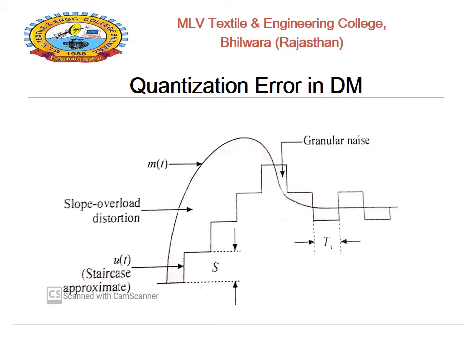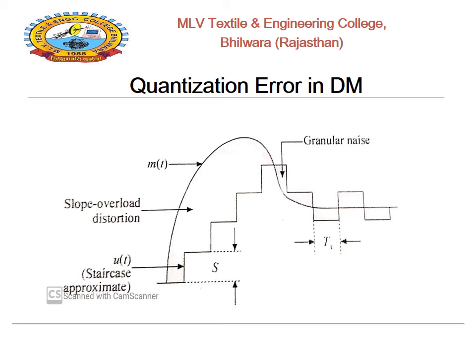Next we discuss the disadvantages of delta modulation. There are two types of errors present in a delta modulator. The first one is slope overload distortion and the other one is granular noise or granular distortion.